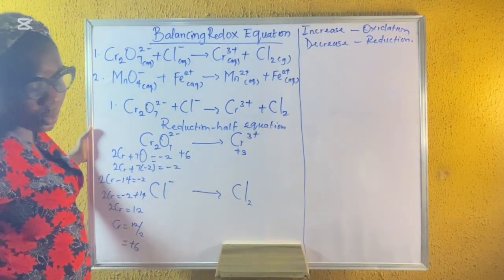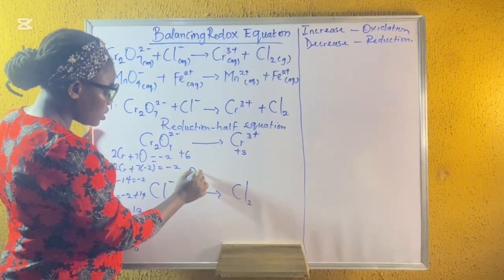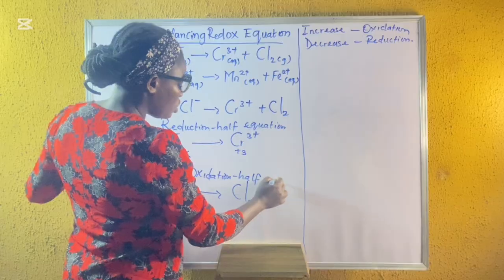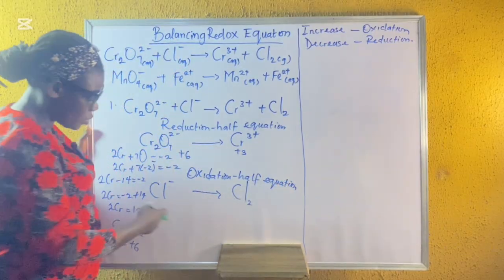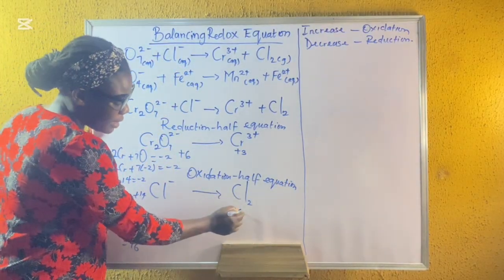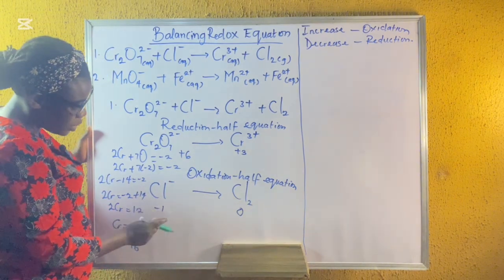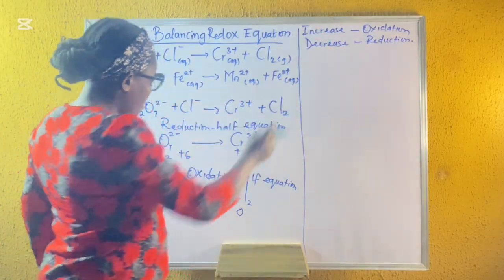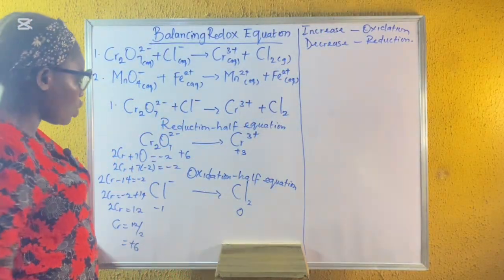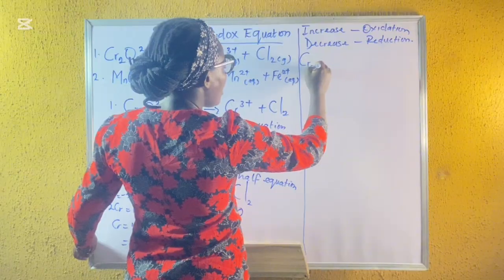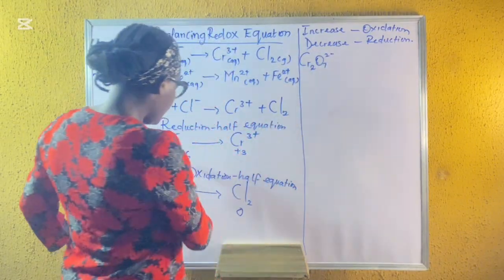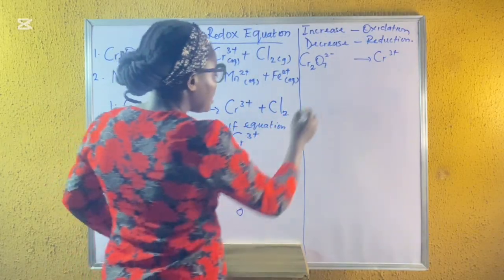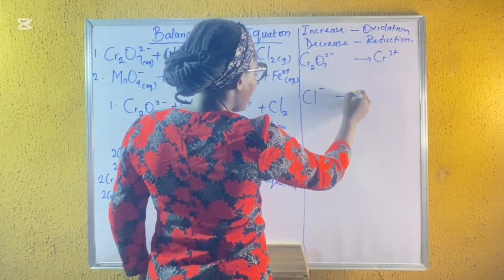Oxidation and reduction go hand in hand, so this other one is going to be the oxidation half equation, which we can also look at. What's the oxidation number here? It is 0. What's the oxidation number here? -1. From -1 to 0, there was an increase of 1. An increase is oxidation, so this is the oxidation half equation. So let me write it out. Cr2O7 2- is going to give us Cr3+, and Cl- is going to give us Cl2.